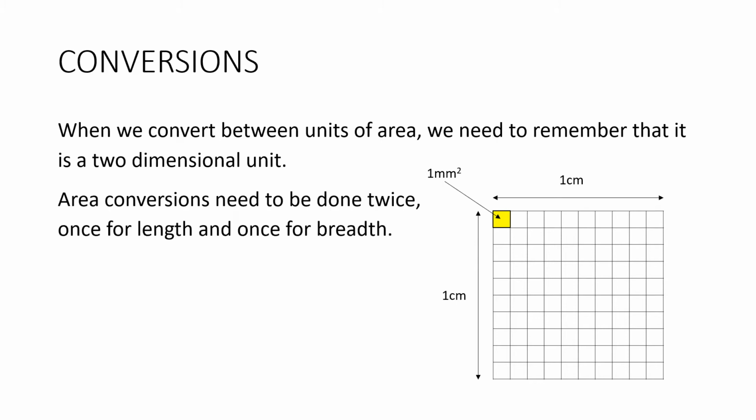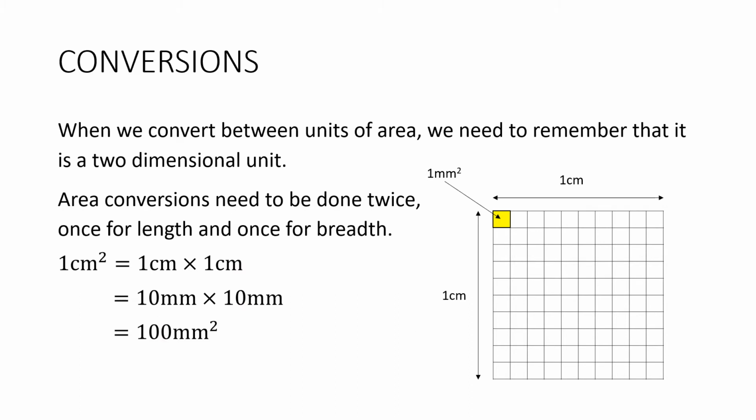So area conversions need to be done twice. We need to do it once for length and then once for breadth. So 1 centimetre squared, we could write that as 1 centimetre times 1 centimetre. Let's convert this one into millimetres and this one into millimetres. 10 times 10 is 100. So there are 100 millimetres squared in a centimetre squared.